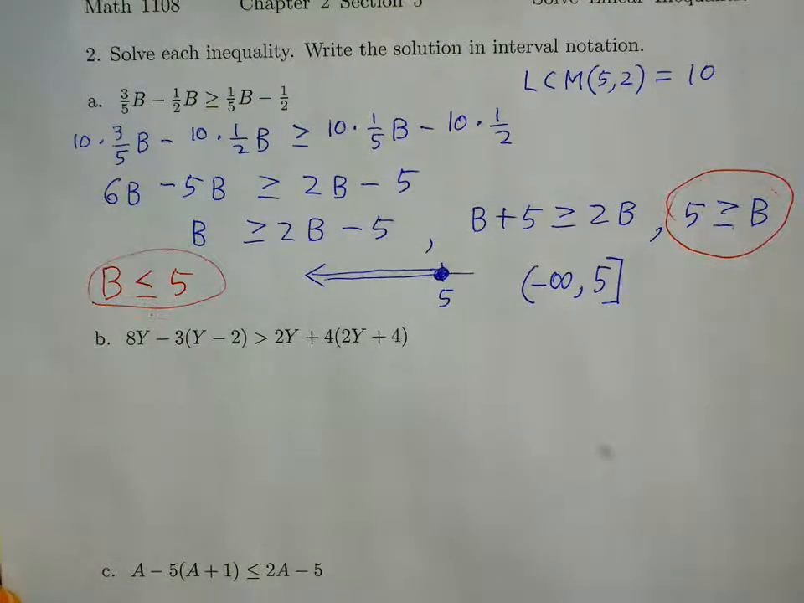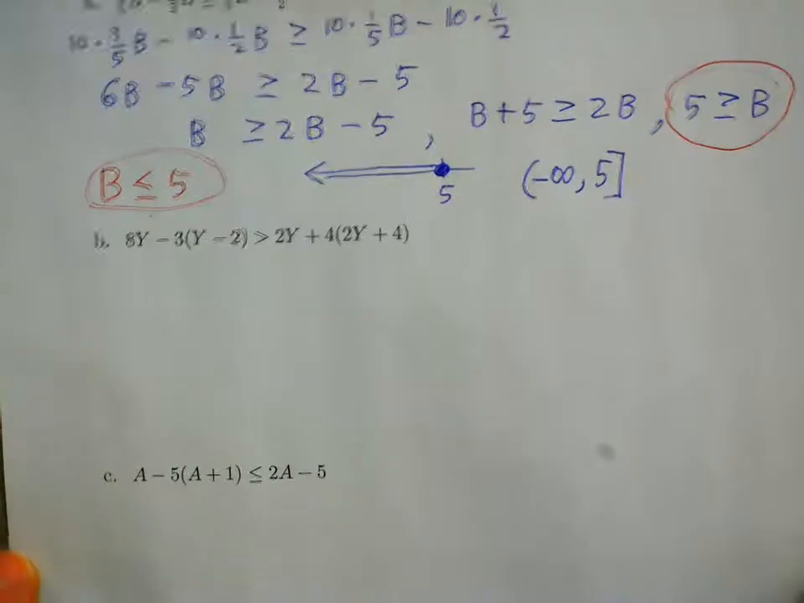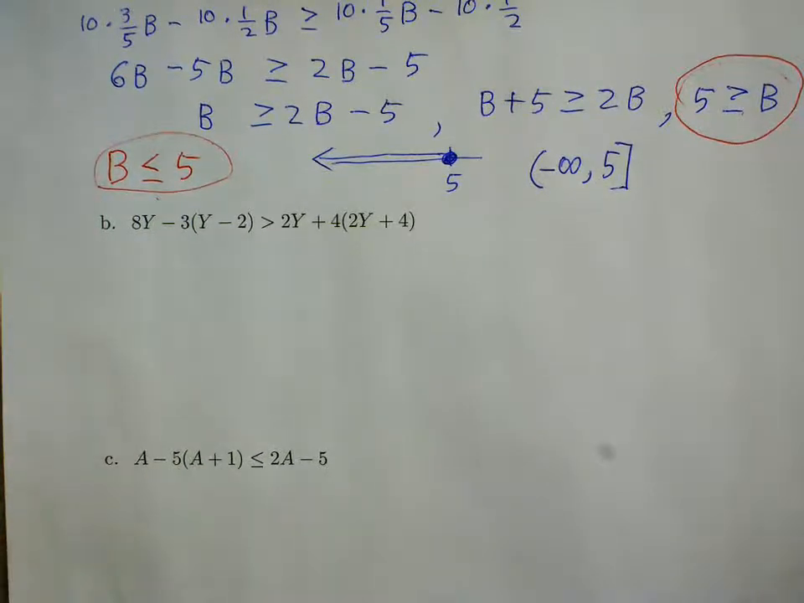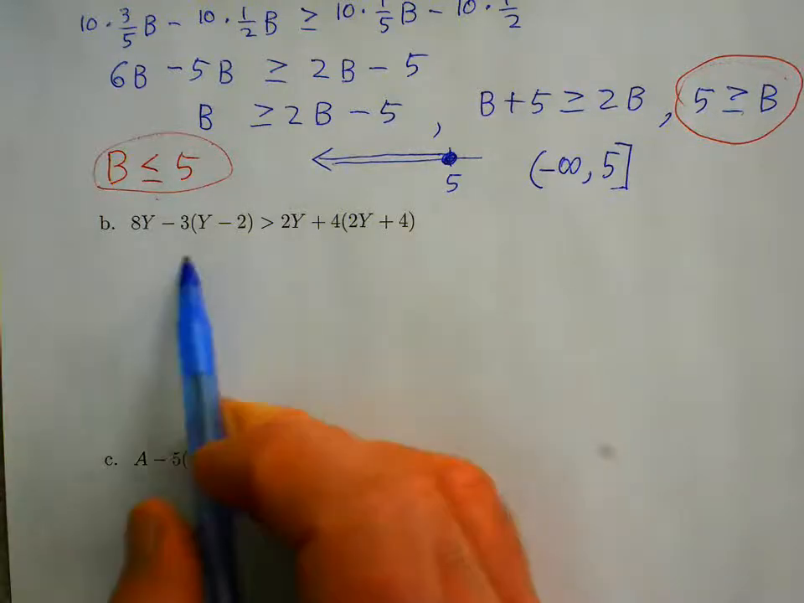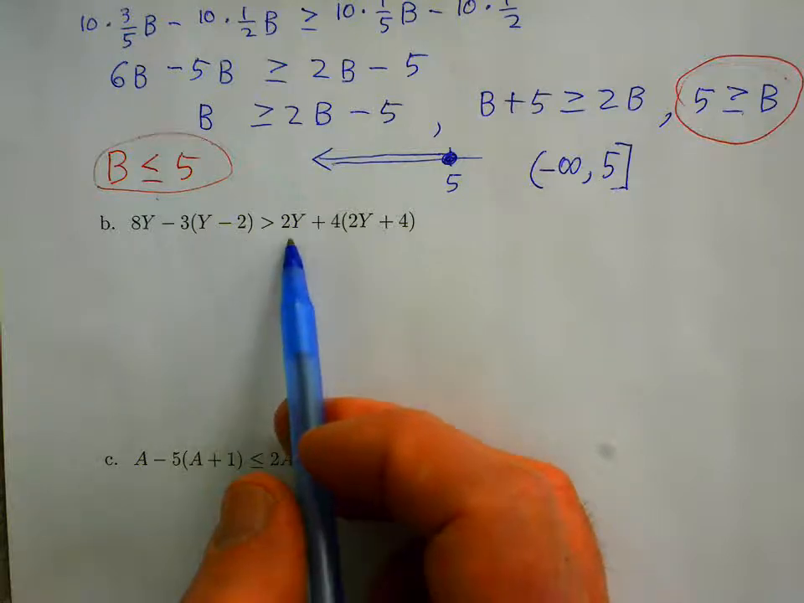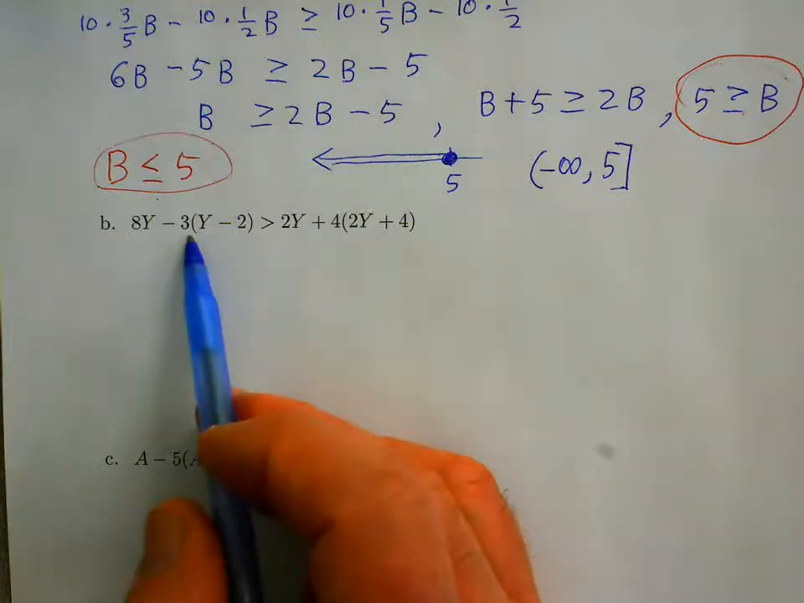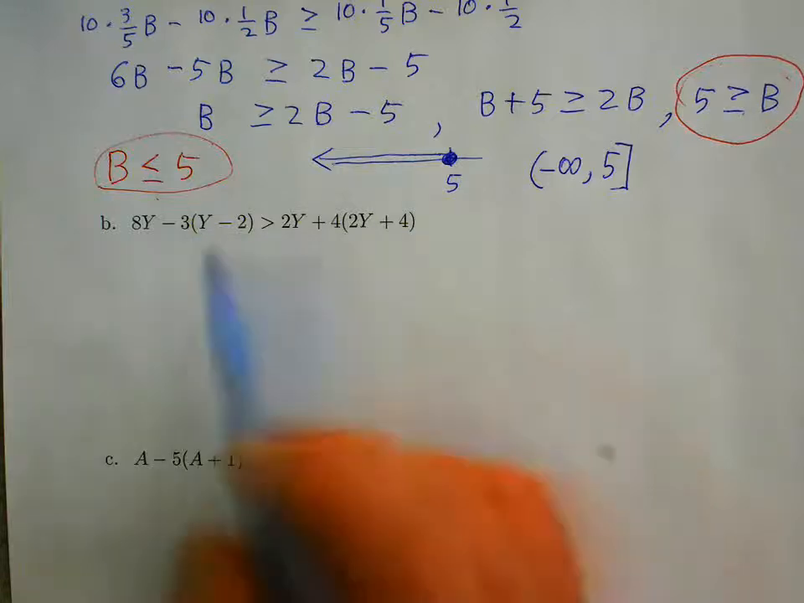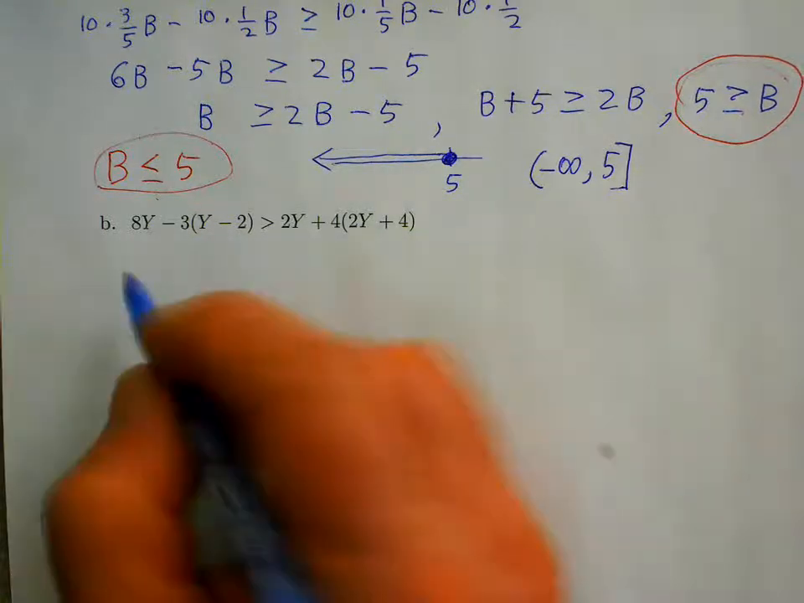Okay, let's go ahead and get started on the next one. This is just more of the same. Just watch all of the details. So here we have 8y minus 3 times the quantity y minus 2 is greater than 2y plus 4 times the quantity 2y plus 4. So the first thing we'll do is apply the distributive property of multiplication over subtraction on the left-hand side and over addition on the right-hand side.